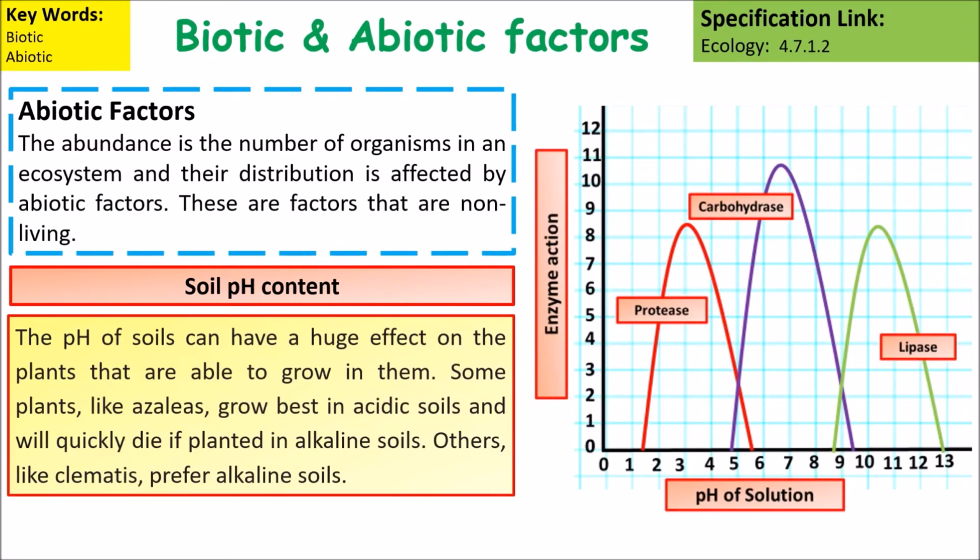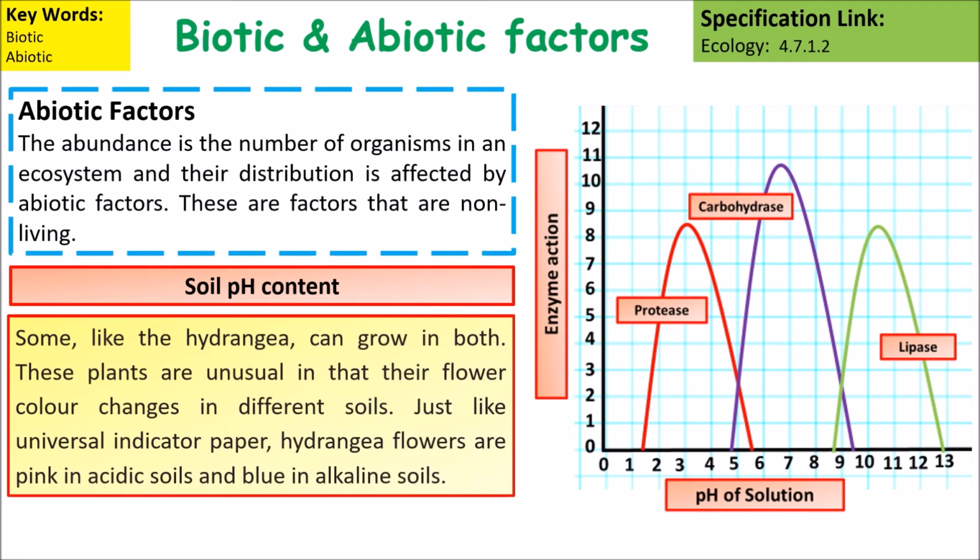Soil pH. So the pH of soils can have a huge effect on the plants you grow in them. So some plants like the soil acidic. Some plants would prefer it alkaline. Some plants, like the hydrangea, for instance, can grow in both. So these plants are unusual in the fact that their flower colour changes in different soil types.